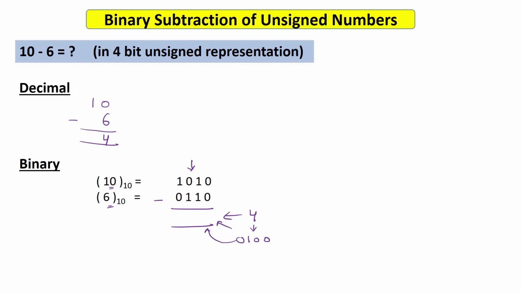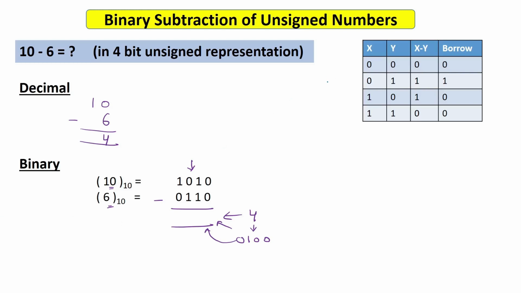So let's see how we can subtract these two numbers. For this, we have this table. Here you can see this is x, this is y, this is x minus y, and this is borrow. In addition, we have the concept of the carry, but in subtraction, we have to take the borrow.